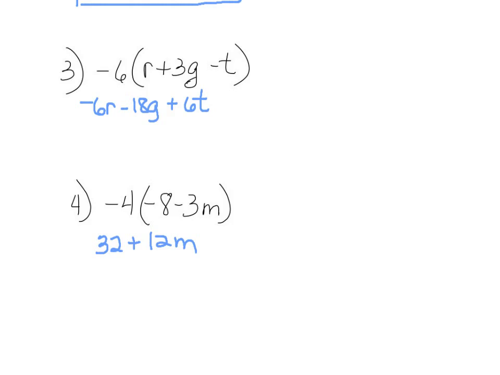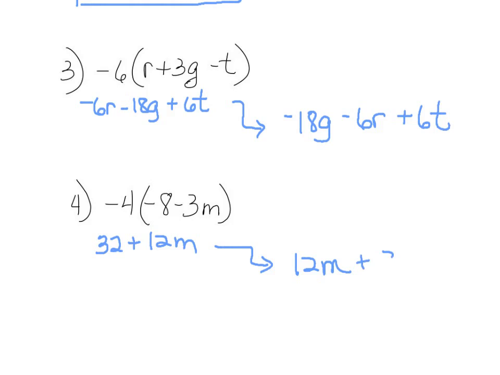So normally another way of writing this, and probably a more correct way, would be -18g minus 6r plus 6t. We like the variables in alphabetical order. And then at the end would be a constant. So another way to write this one would be 12m plus 32. It's probably a more correct way to write it.